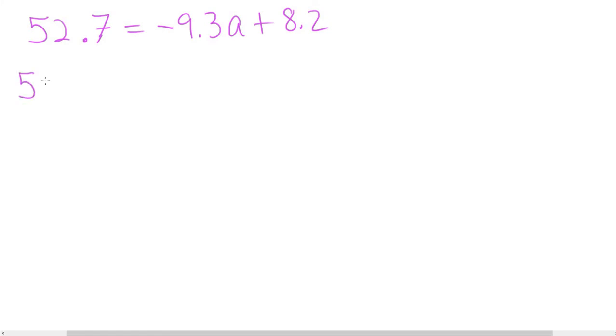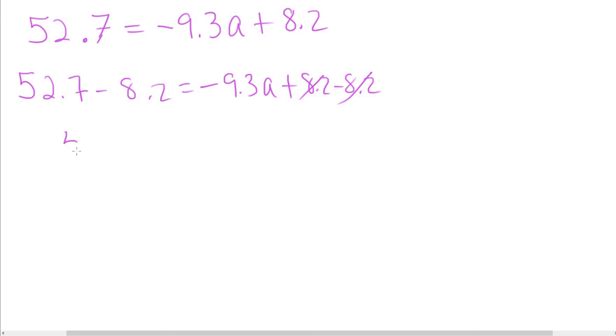We're going to go 52.7 minus 8.2 equals negative 9.3a plus 8.2 minus 8.2. These cancel. So that gives me 52.7 minus 8.2. 52 minus 8 is going to give me 44. 44.5 equals a negative 9.3a.